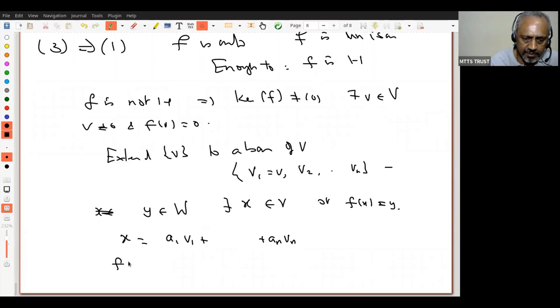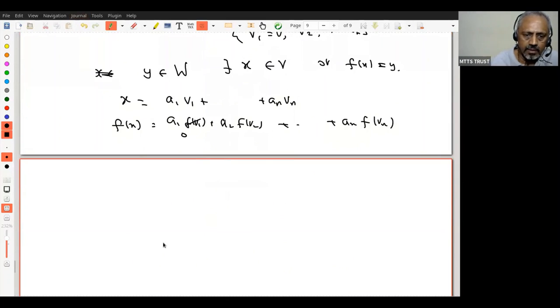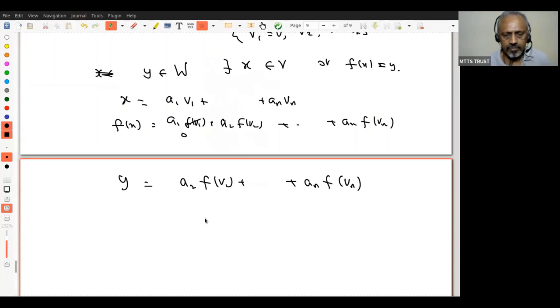Therefore, what is f of x? f of x will be a1 f of v1 plus a2 f of v2 plus up to an f of vn. But what is f of v1? That is f of v, therefore this is 0. Therefore, my y is equal to a2 f of v2 plus up to an f of vn. Do you understand this?